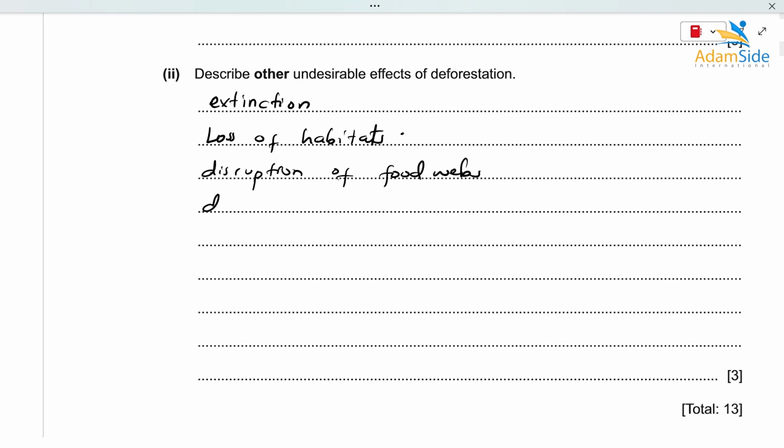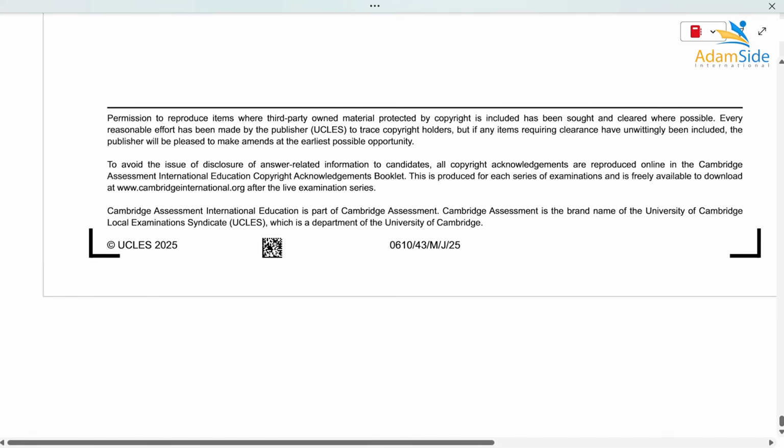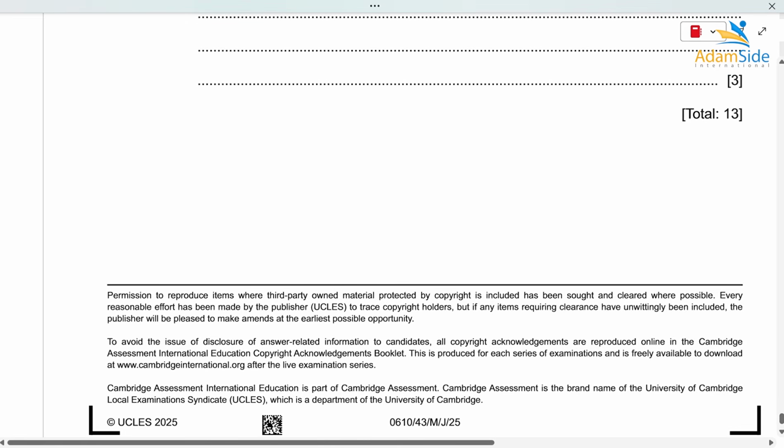Apart from that, we can have desertification. The area becomes very bare. We have a minimum amount of energy that is being produced. Okay, and that was the last question for this paper. Again, thank you.